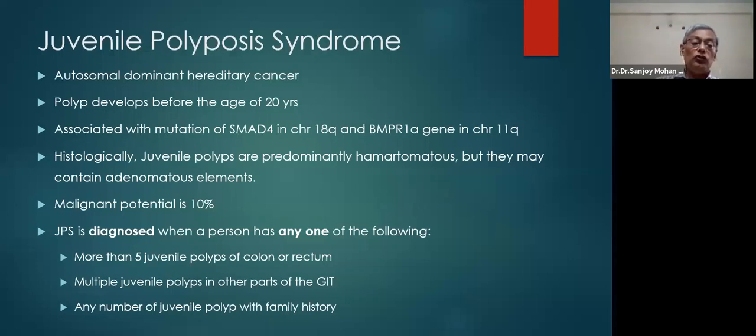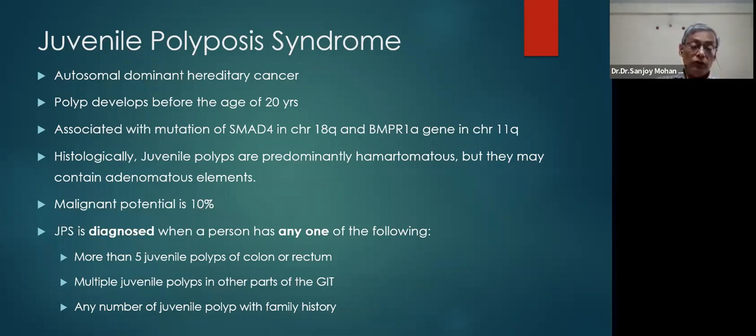So, juvenile polyposis syndrome is an autosomal dominant hereditary cancer syndrome. Polyps develop before the age of 20. It is associated with mutation of SMAD4 in chromosome number 18 and the BMPR1A gene in chromosome number, I think it is 19. Histologically, juvenile polyps are predominantly hamartomas, but they contain adenomatous elements as well. The malignant potential is 10%.